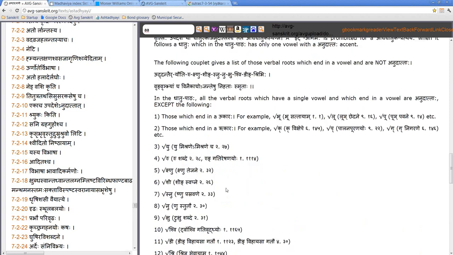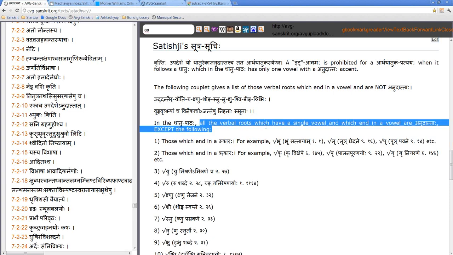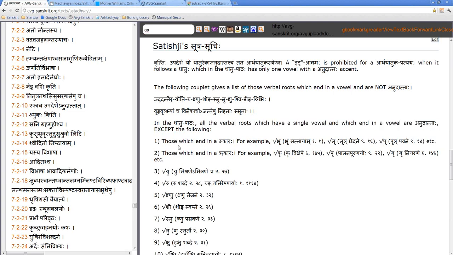Okay, let's go through step by step now. In the dhatu patha, all the verbal roots which have a single vowel and which end in a vowel are anudattaha, except the following. So what are the exceptions now? Those which end in a ukaraha.